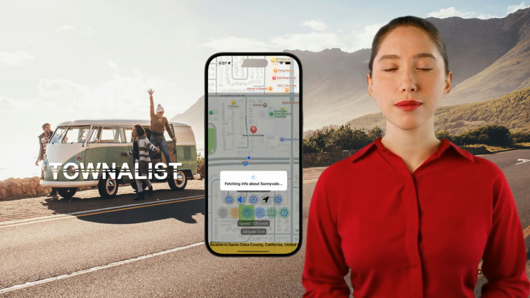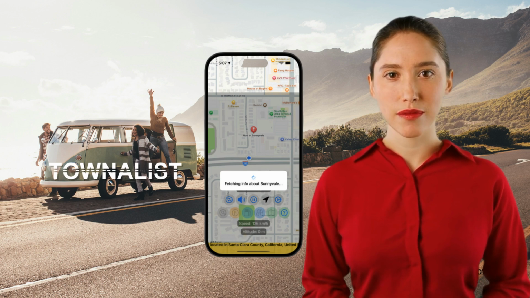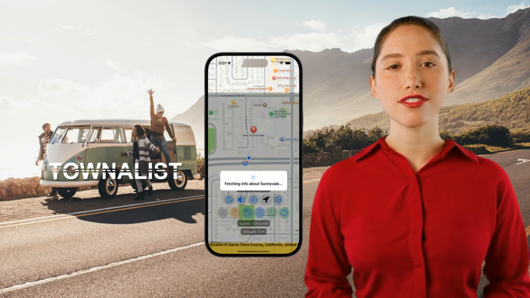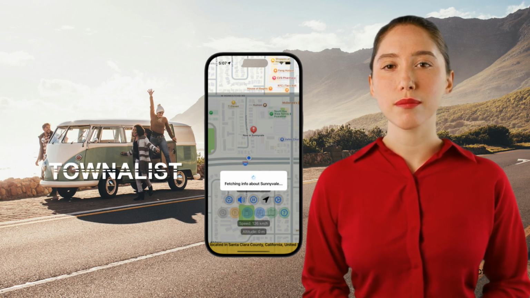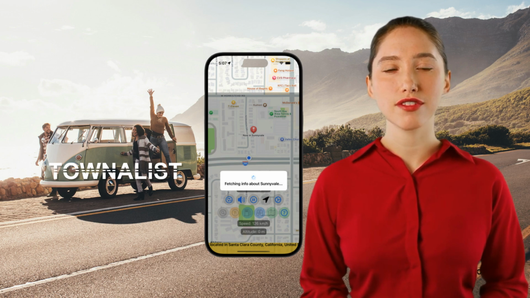Townalist will often display a loading overlay with a spinner when it's fetching location info from its AI or local data sources. Messages like "Fetching info about Foothills Park" appear briefly to let you know it's gathering new details.